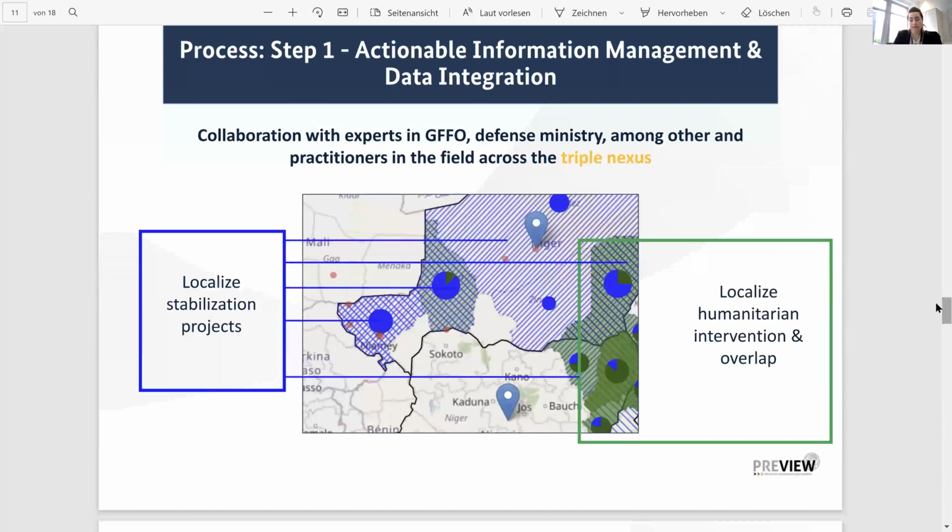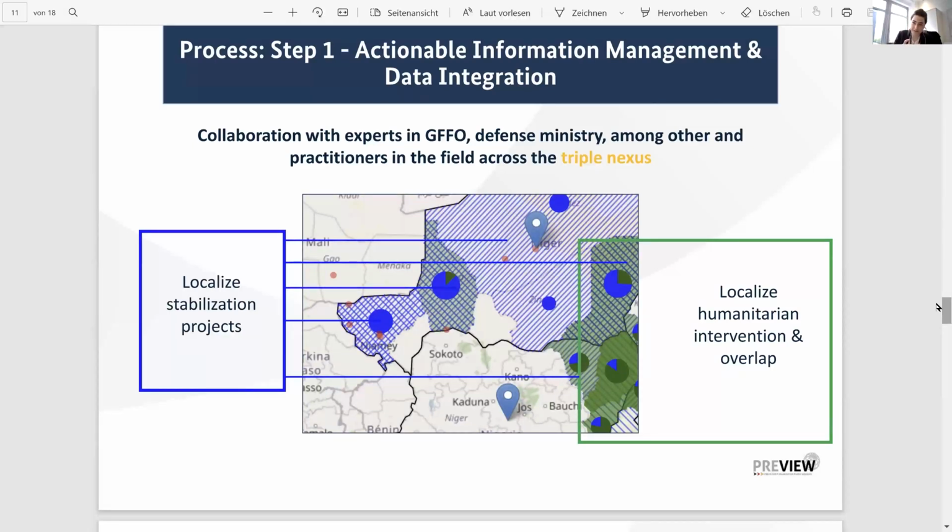This gets compounded, as you see, in green with humanitarian interventions. And it's already possible to see where there's some overlap and where there isn't. So all the areas you see in green are covered by one or multiple humanitarian projects. The darker the green, the more projects are present.